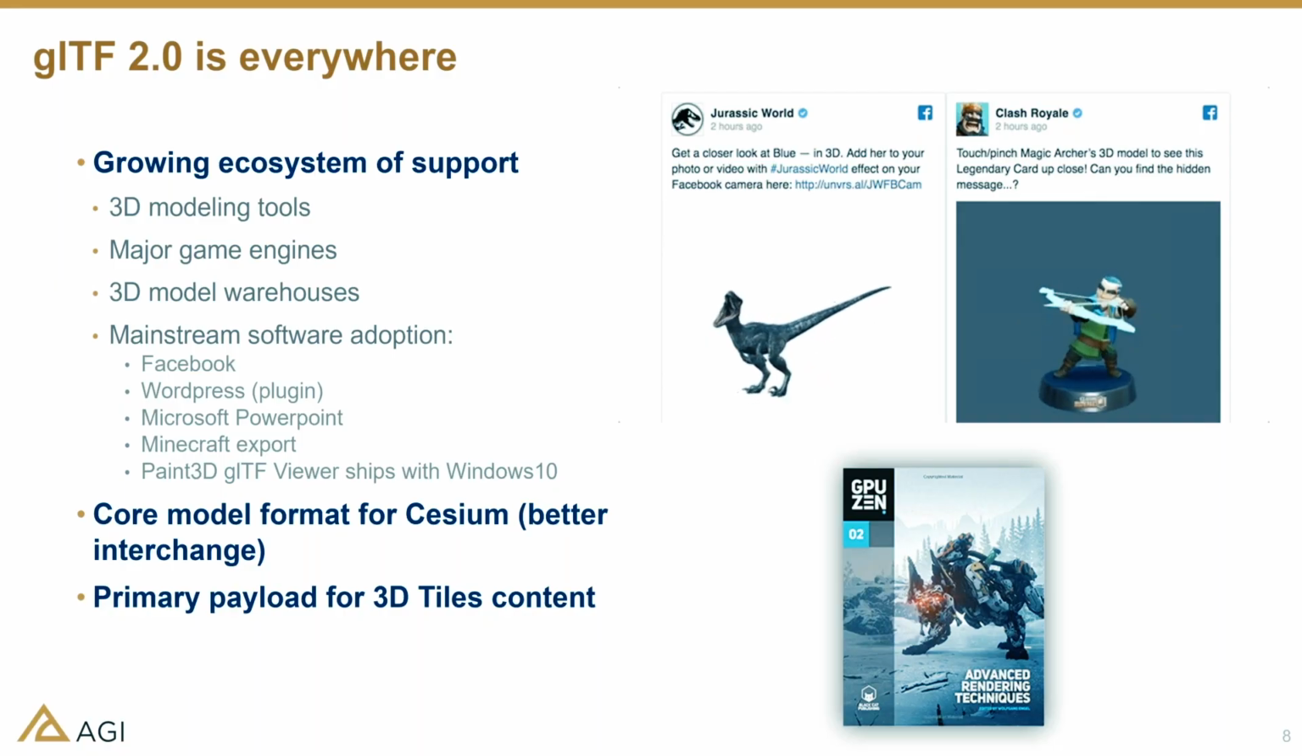But in all seriousness, here's the real benefit for AGI. It's also the core model format for Cesium, and what that means for us is interchange of visualization between our products like SDK and any Cesium application. On top of that, the 3D Tiles specification uses glTF as its primary payload, and we'll get into that a little more. I should also point out this book at the bottom here.